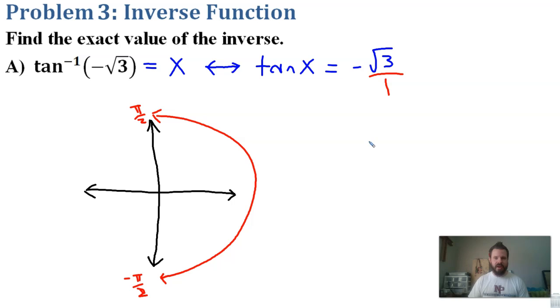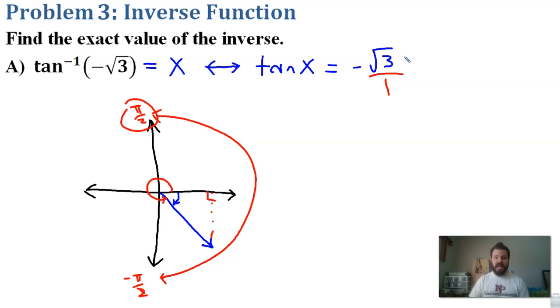Okay, from there, I want to figure out what value gives me this -√3 over 1. Well, everything's positive in the first quadrant, so I know that's got to be in the fourth quadrant here. And my angle is going to be opening down, not up, because this angle here would be too big. That'd be greater than pi/2. So I want the one that's opening down to be greater than -pi/2.